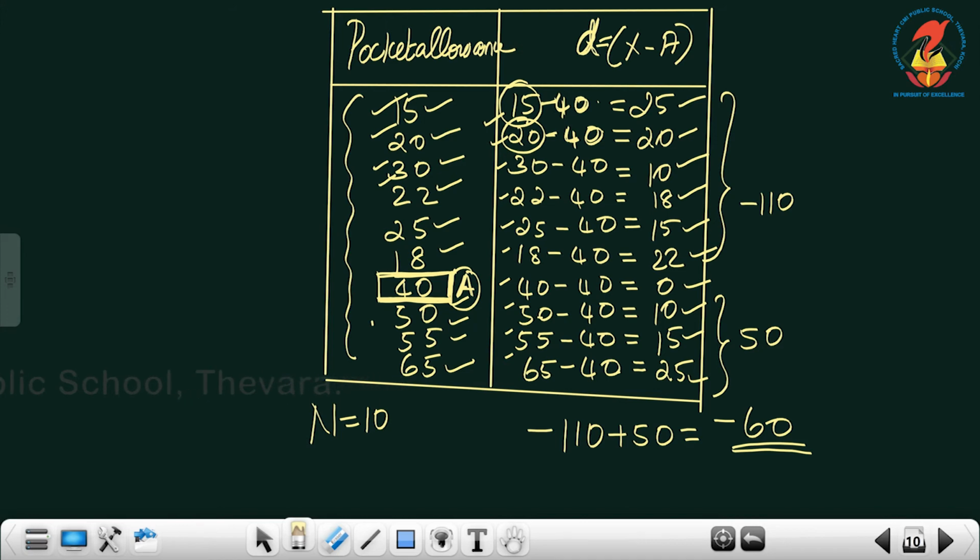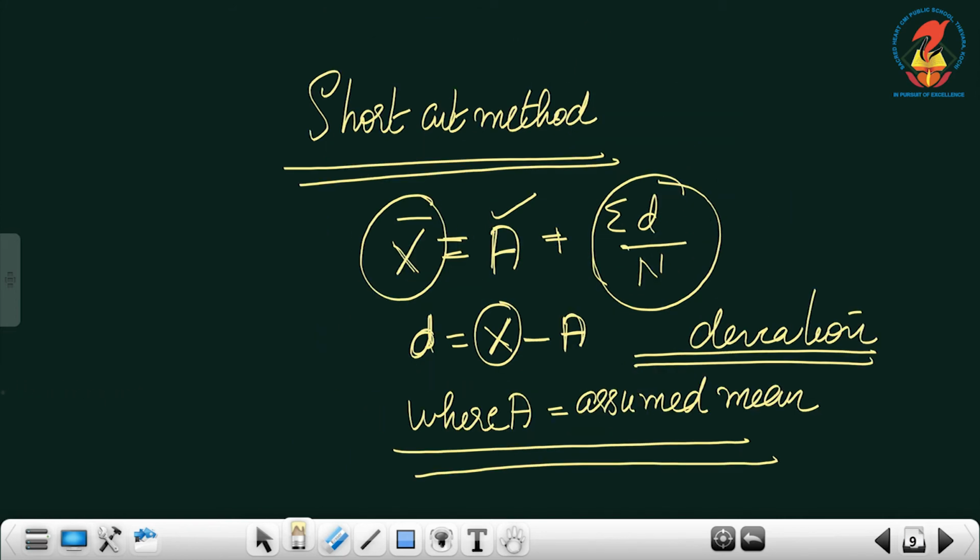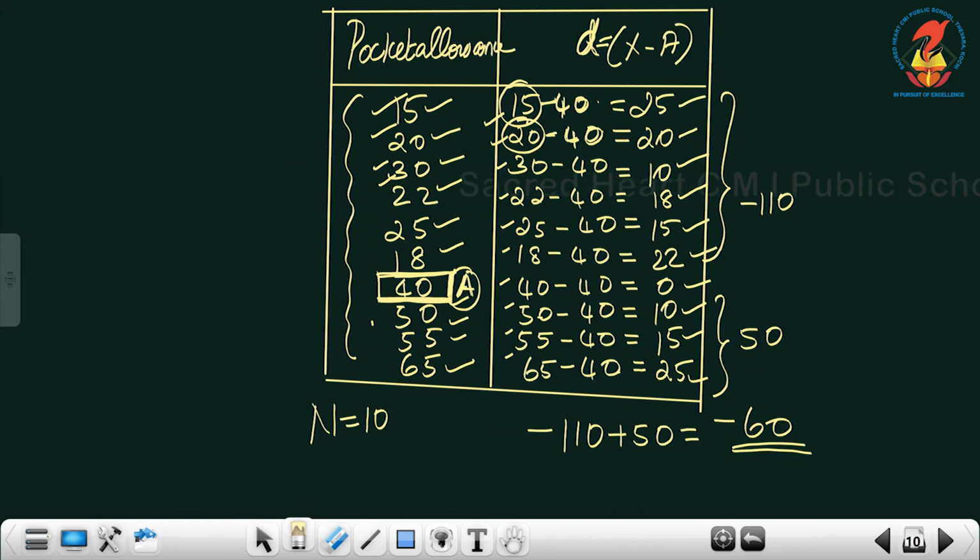So, in order to find the arithmetic mean using this method, what is the formula? It is x bar is equal to A plus sigma d by n. That means after finding d, what is d? x minus A, that is what we found now. After finding this x minus A, you have to find the sigma of x minus A, or d. What is sigma of d? To find the total of this.